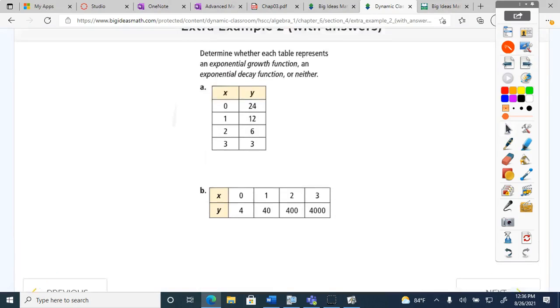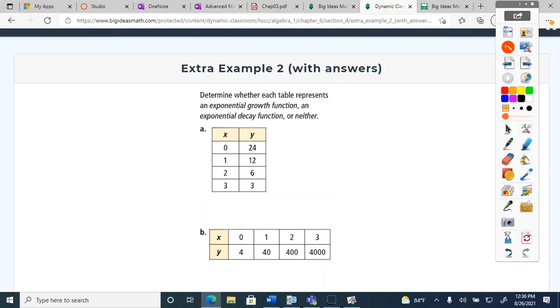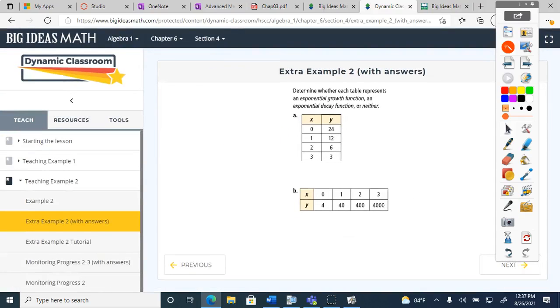Try that one. What do you think about A? Exponential decay function because it's dividing by 2. It's dividing by 2 every time. So that's a decay. What do you think? That's a growth. By what? By 10. Times 10 times 10 times 10. You don't. That's just extra that I'm asking. Okay? So exponential decay, exponential growth. Everybody good? How to tell the difference, right? Beautiful.